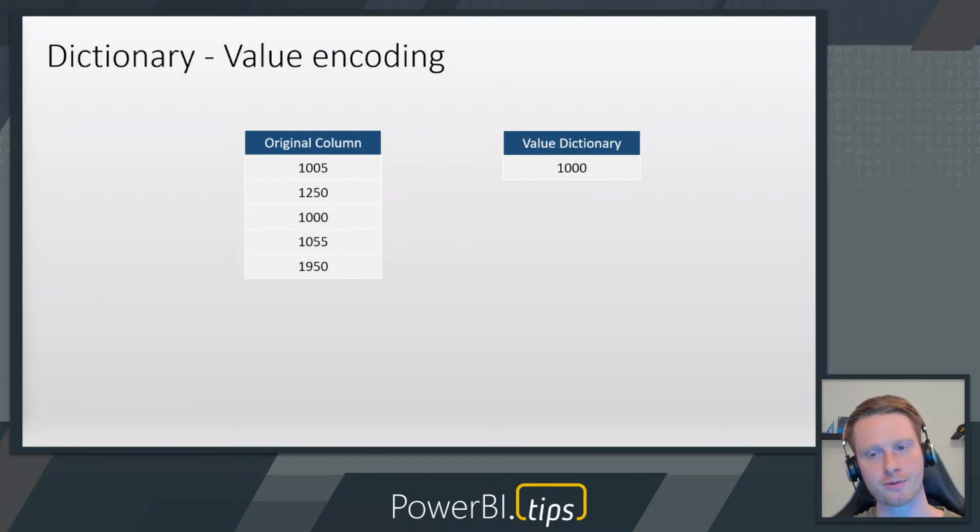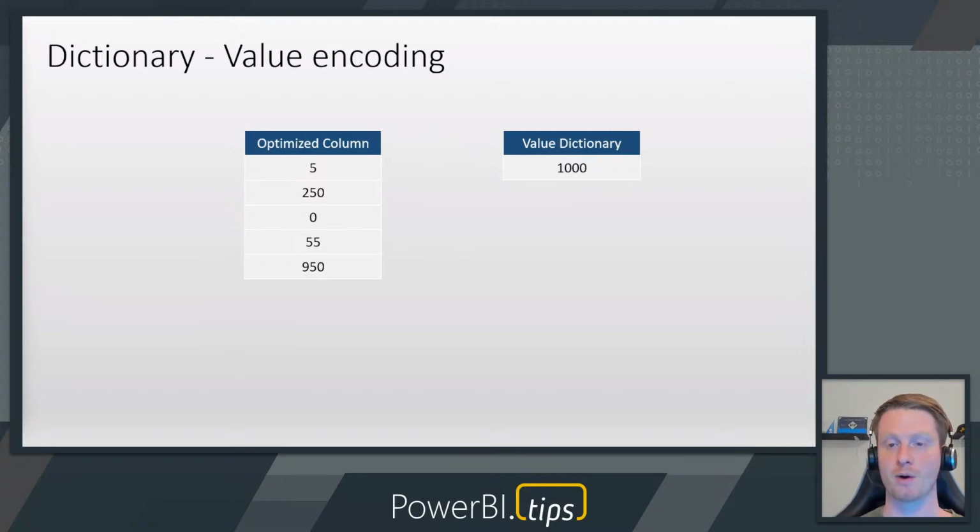So I say, let's remember the number 1,000. And now I can just take the number 1,000 away from everything. Now you can see I've done my goal here. I've reduced the amount of characters. I've reduced the data in this column. Now I've remembered the number 1,000, right?